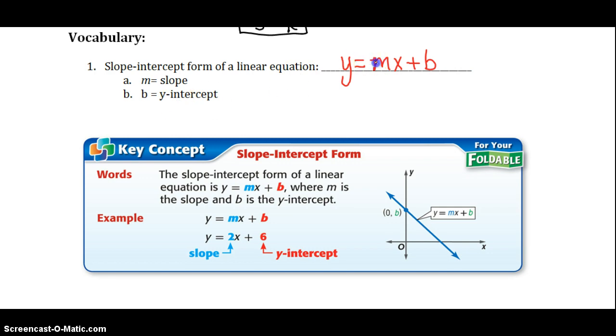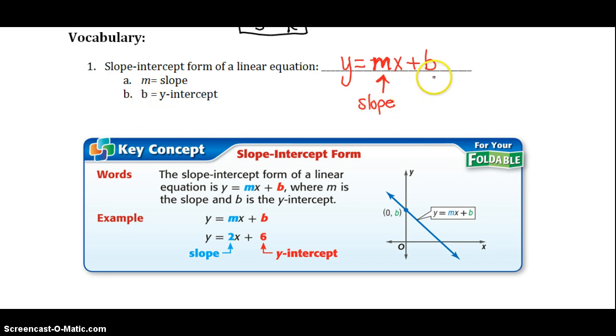Now, m here should be kind of italics like it is in A. m stands for slope. So whenever you have a number in front of your x, and your x is not being squared, and your y is not being squared, it's a linear equation. The number in front of x is your slope.